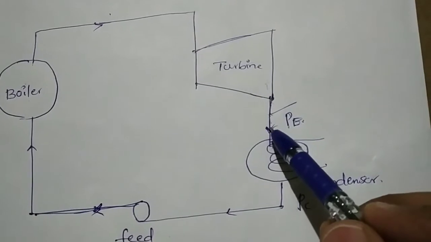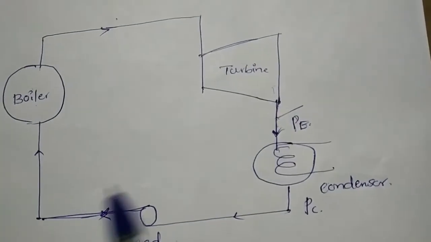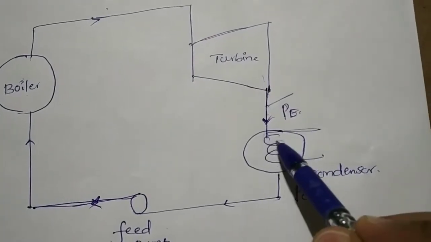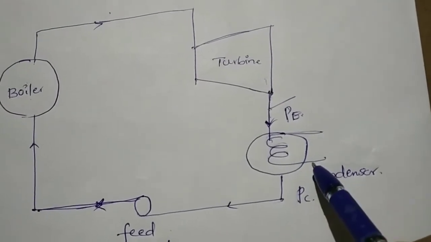What happens is, we won't send this steam directly to the boiler. Here we keep one condenser. A condenser is nothing but a heat exchanger. What will it do?